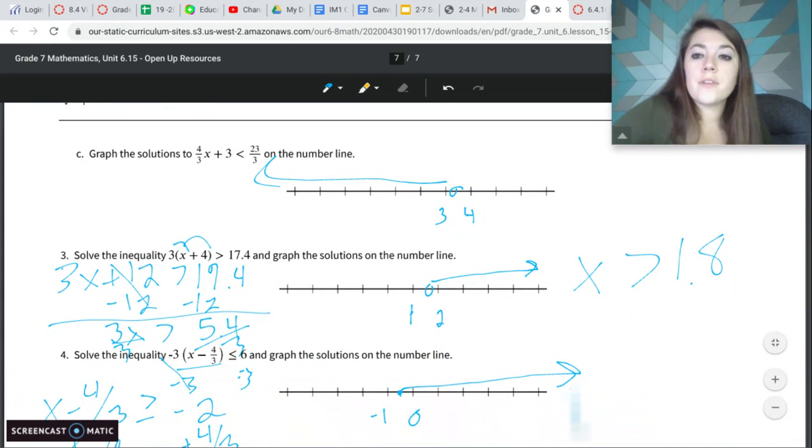All right, your keyword for this lesson is number line. Number line. That's your keyword for this lesson.